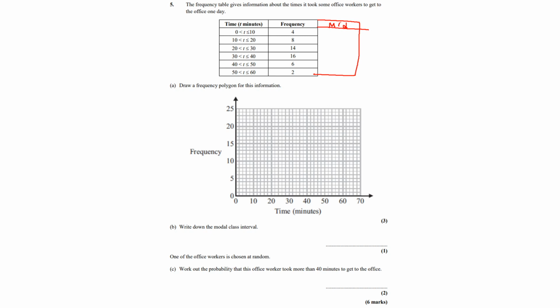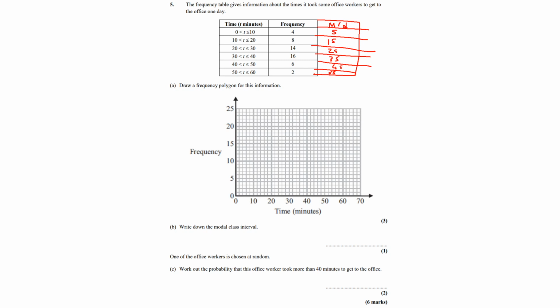Between 0 and 10, it's going to be 5. Between 10 and 20, it's going to be 15. And then it's 25. And then it's 35. Then it's 45. And then 55. Fantastic. Now what we're going to do is plot each of these points.